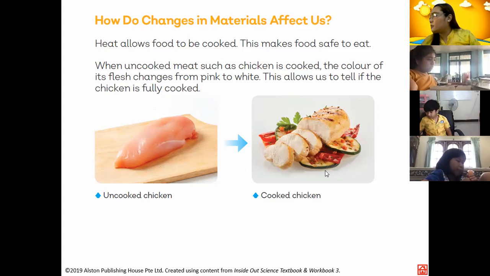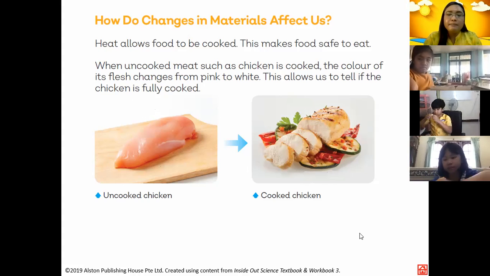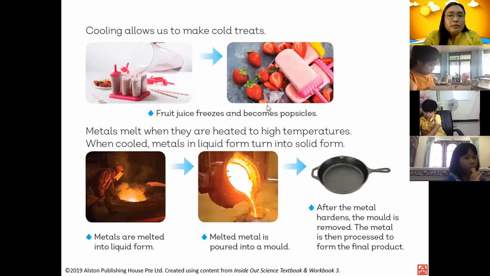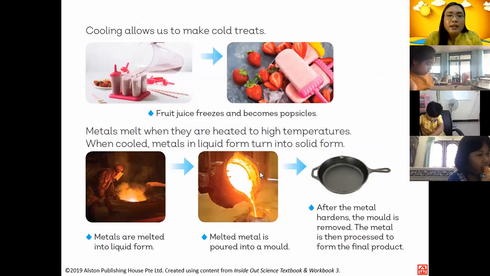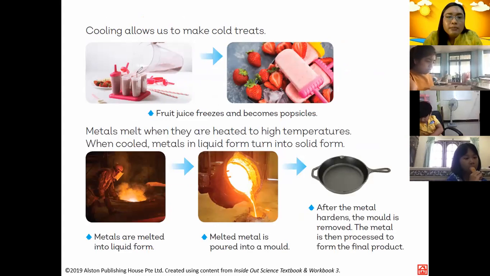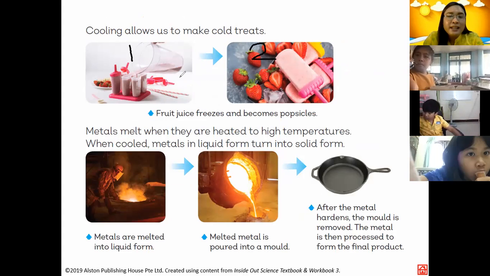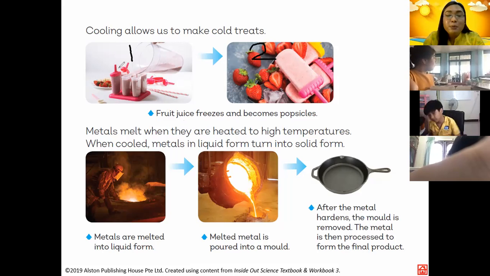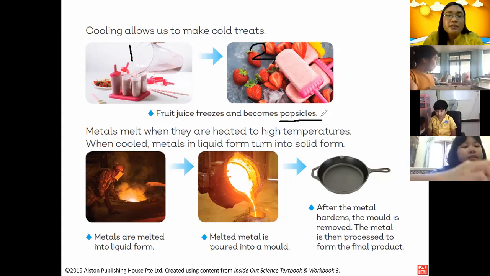All right, now turn your book to page number 40. We have two pictures here, number one and number two. Cooling allows us to make cold treats. For example, this one is a strawberry ice cream. When you put this inside the fridge, it will become solid. From fruit juices, just like the water, if you put this inside the freezer, it will become popsicles. So you can eat.